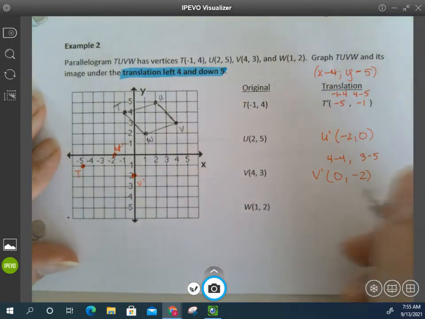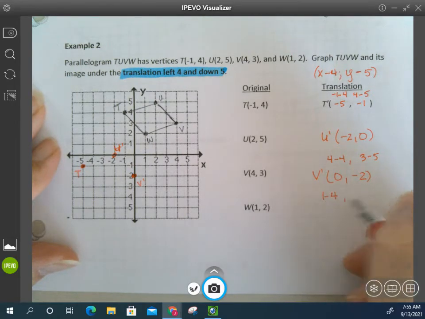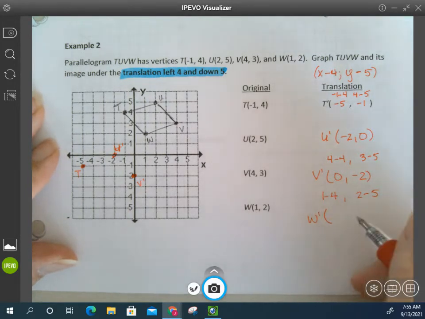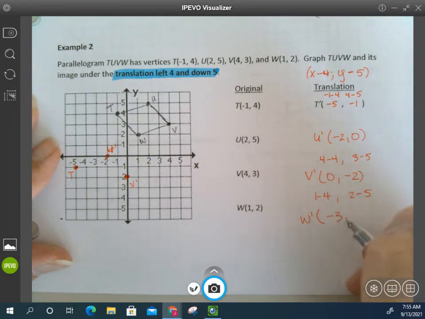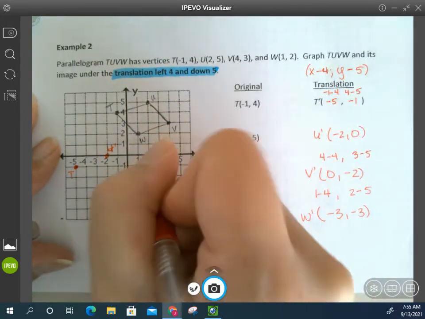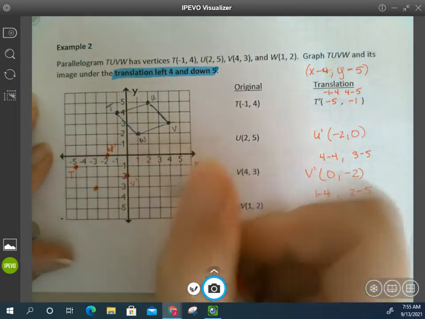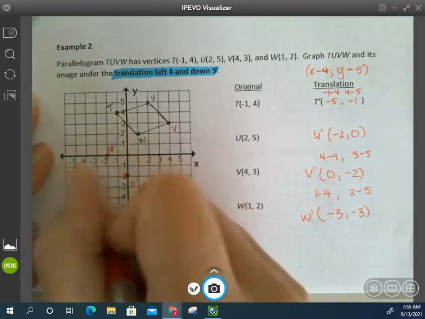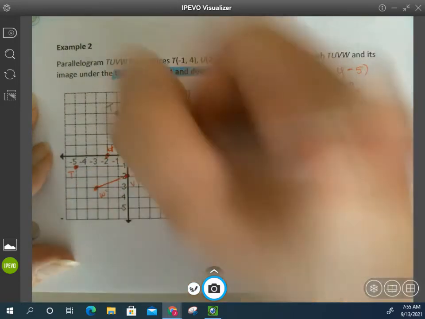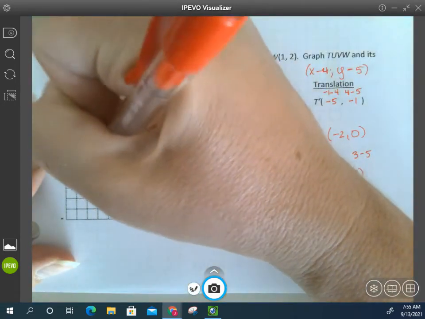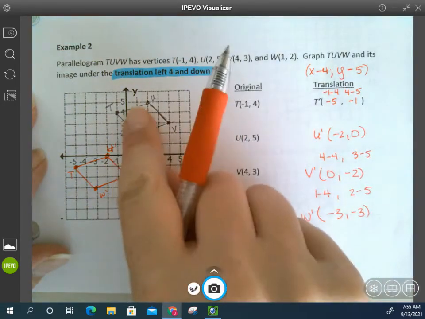All right, and then W, same deal. Take your 1 minus 4, take your Y value, which is 2 minus 5. Make sure you give the W prime, the actual ordered pair is -3, -3. And it should make sense. It should look correct. The shape should be the same. It shouldn't be distorted in any way. It shouldn't be pulled or bigger or smaller. It should just be shifted.